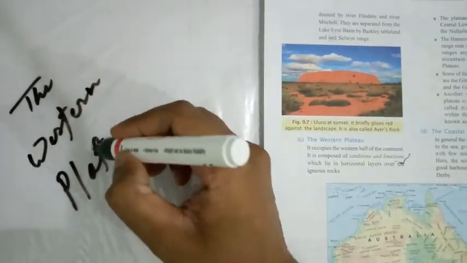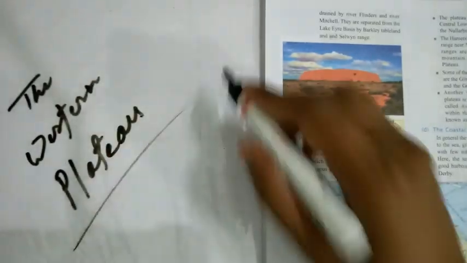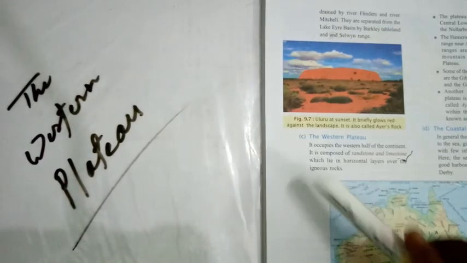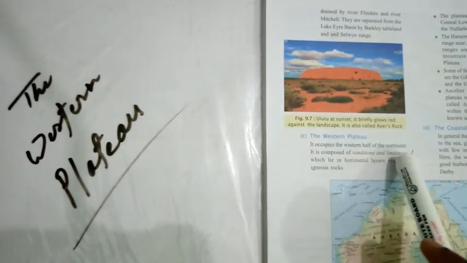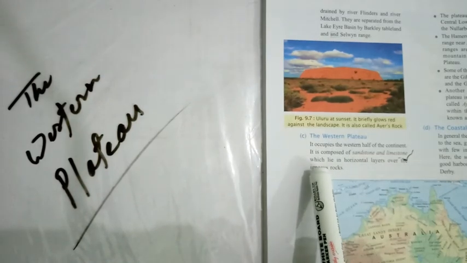So the Western Plateau is also called the Shield of Australia. Let's start. Western Plateau: it occupies the western half of the continent. It is composed of sandstones and limestones, which lie in horizontal layers over the igneous rock.